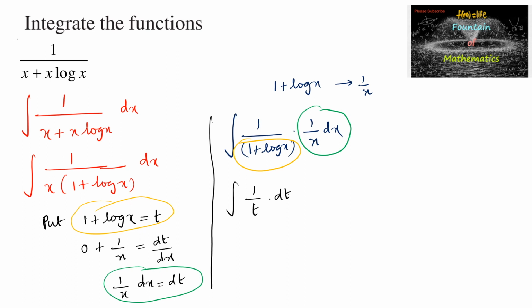So we know integration of 1 upon x is log x, so we can write here log of mod t plus c is the answer. And we can substitute back t is equal to 1 plus log x, so log of mod 1 plus log x plus c is the answer. Okay.